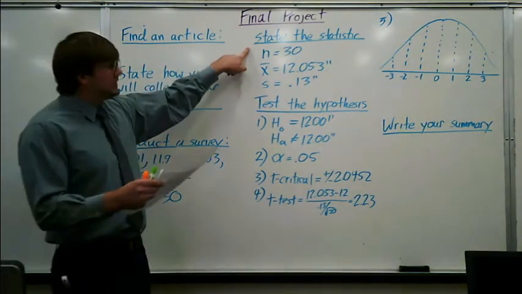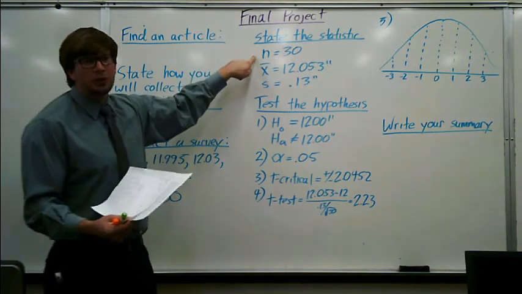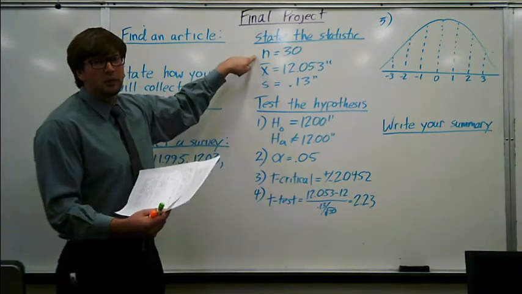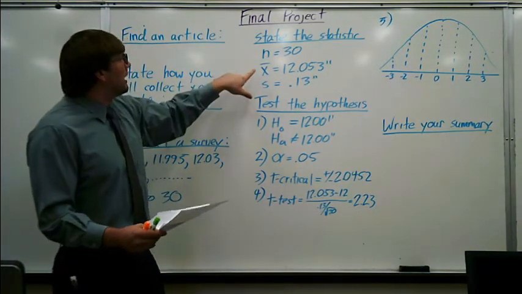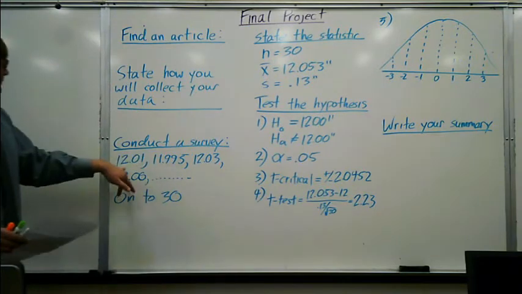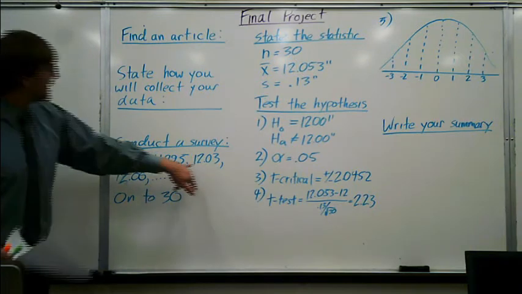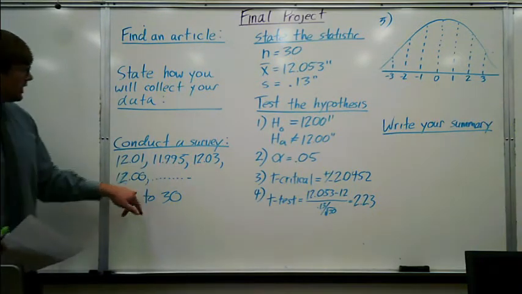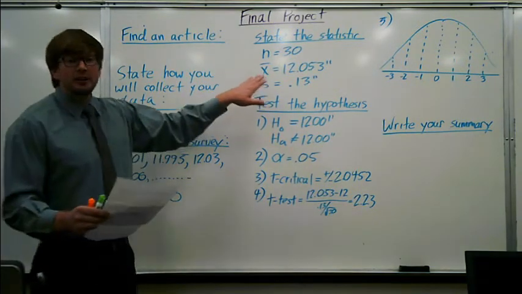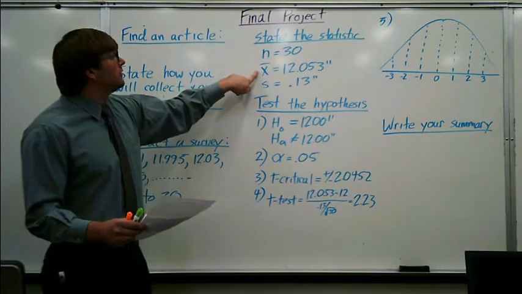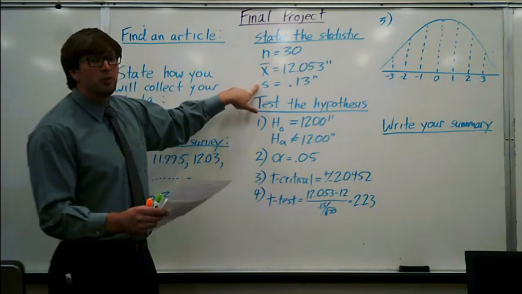Next up, state the statistics. Sample size, of course, the minimum sample we want to use is 30. That way the central limit theorem applies. Most of you guys probably aren't going to go and sample more just for the fun of it. I conducted a survey and I got all these values for the width: 12.01, 11.995, 12.03, 12.0, and on for, of course, 30 different widths. After I calculated everything out, I got a sample mean of 12.053 inches and a sample standard deviation of 0.13 inches.